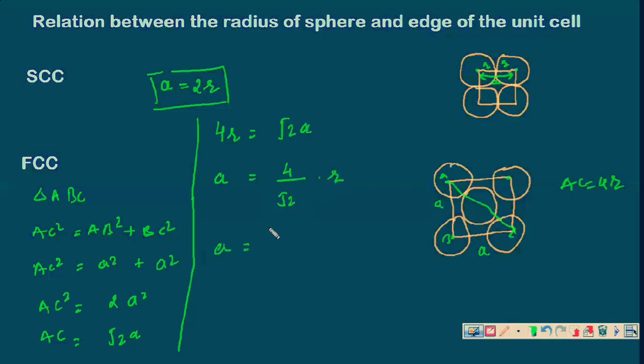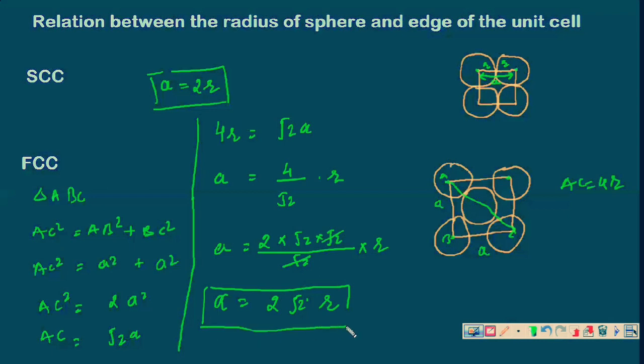We can write 4 as 2 into 2, and 2 is root 2 multiplied by root 2. So 4 is 2 into root 2 multiplied by root 2, upon root 2 into r. Cancel root 2 by root 2. So we can say a is equal to 2 root 2 r. So here the edge of the unit cell is equal to 2 into root 2 into r.